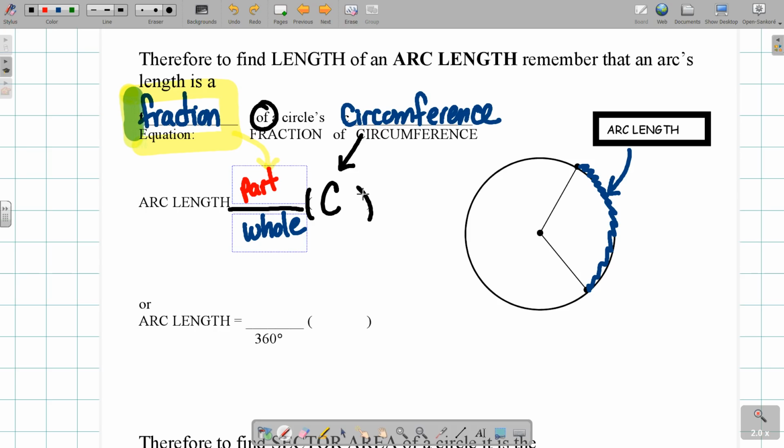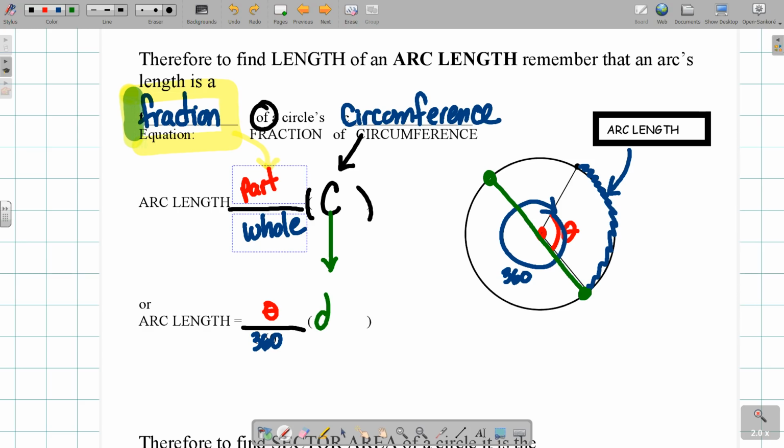Now, what fraction do we use here? We use a central angle theta. So the part is going to be angle theta over the whole. Sweep this circle all the way around. That's where the 360 comes in. That's part over whole, times circumference, which is d pi.